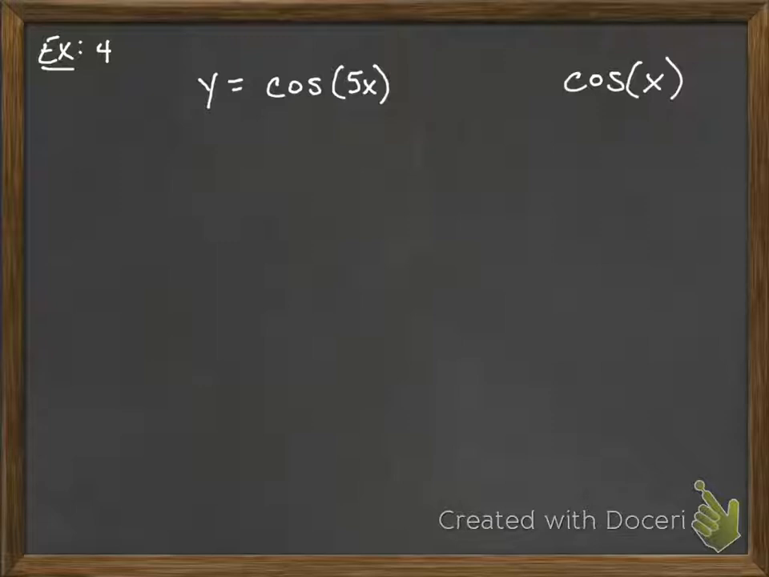I'm going to take the derivative of the whole thing. All right? Derivative of cosine is negative sine of whatever that whole deal is, 5x. Okay? And then just multiply by the derivative of the inside.